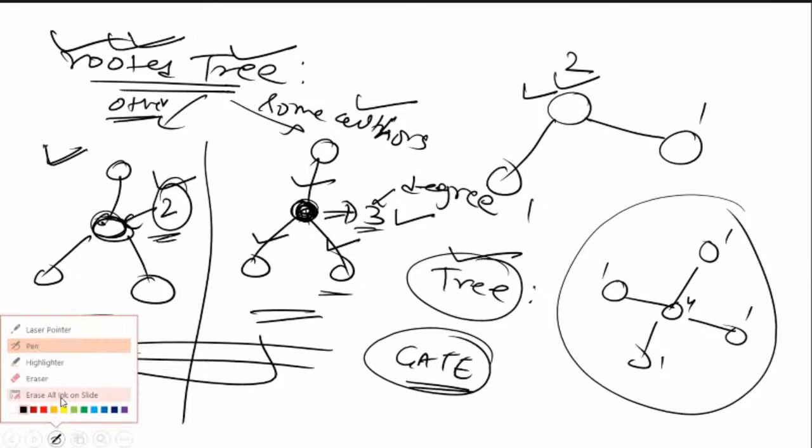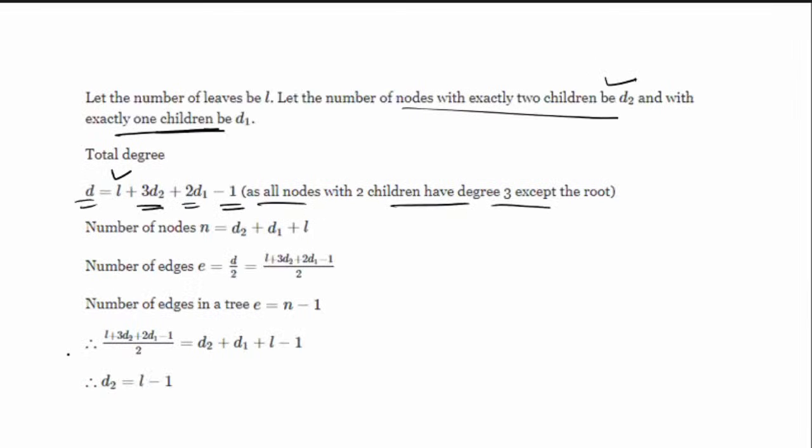In the GATE exam you don't have to worry, they will specify the meaning of degree when they ask you about a rooted tree. If they are asking you about a general tree, then you need to use the same definition, because every tree is a graph. So this is a small thing. Okay, this is the proof we have seen.